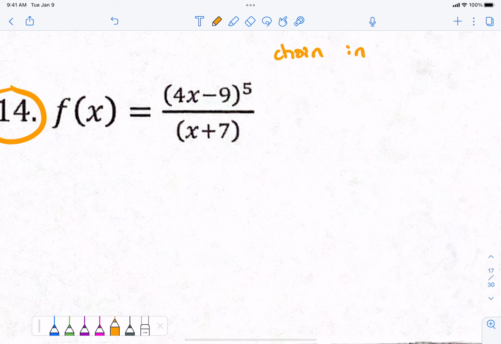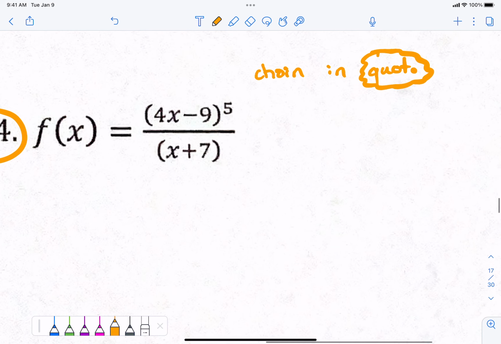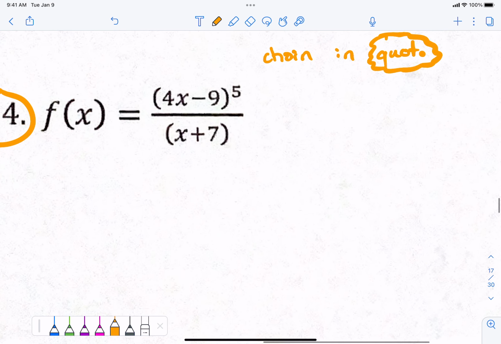Okay, chain in quotient. I was mad at you because you said we're going to go and label the rest of these, then you ended the video. It took 10 minutes. We didn't. Oh yeah, because I said, sorry Jake, you're on your own. My computer's gonna die.